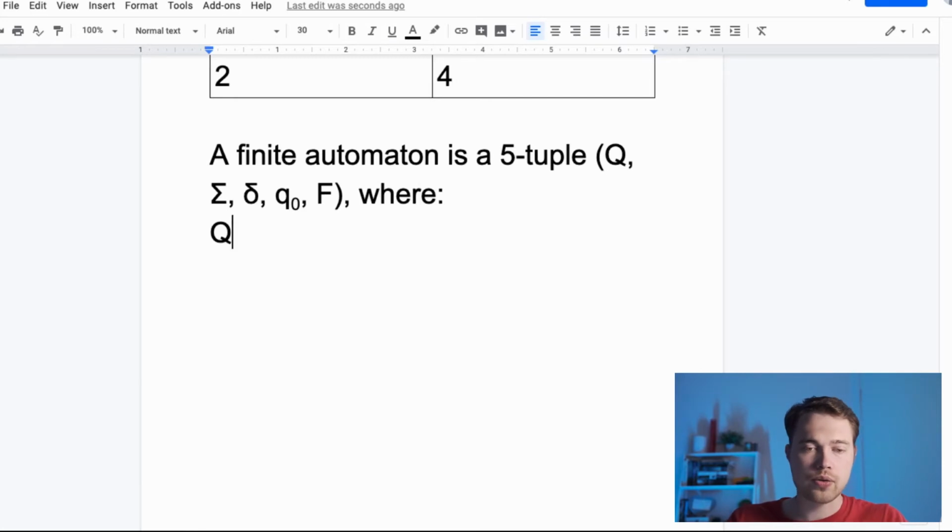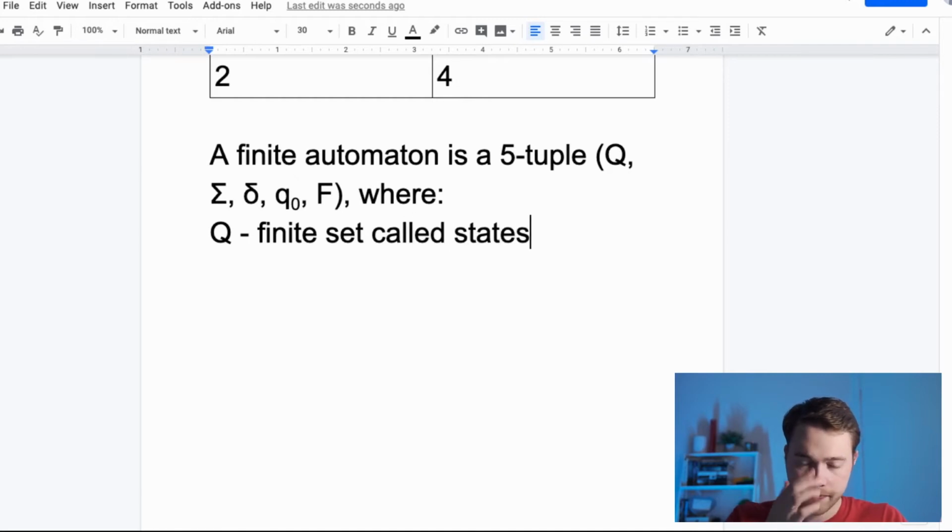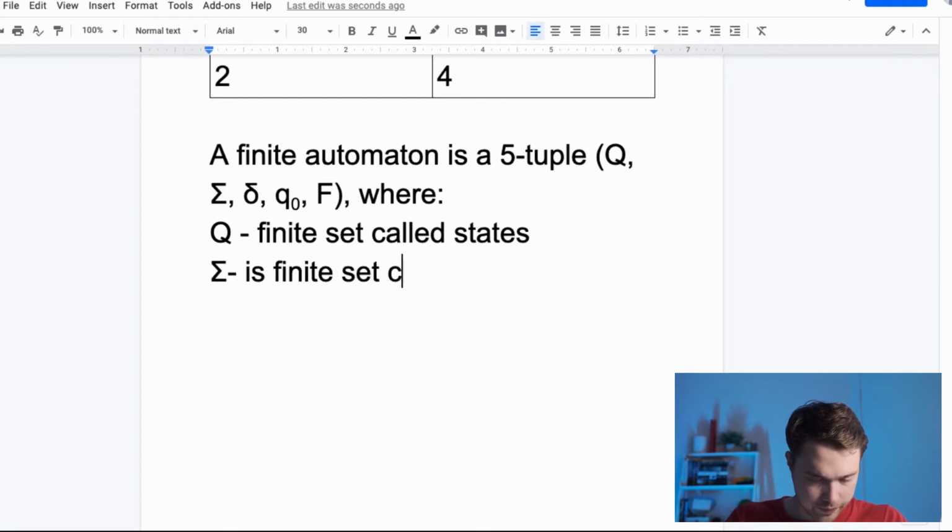Now let's try to guess what they are. Q, you're probably not going to guess that. It is a finite set called states. Then we're going to discuss what it means to have a state. Now sigma. Can you guess what sigma is? Sigma is the alphabet, a finite set called alphabet.